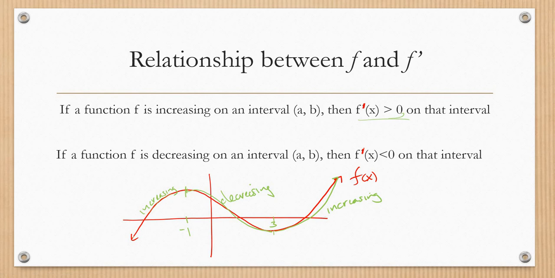So any place a function is increasing, we get positive slopes. So f prime will be greater than 0 here. Any place that my function is decreasing, I will get negative slopes. So f prime of x will be less than 0. And again, where the function is increasing, f prime of x will be greater than 0.